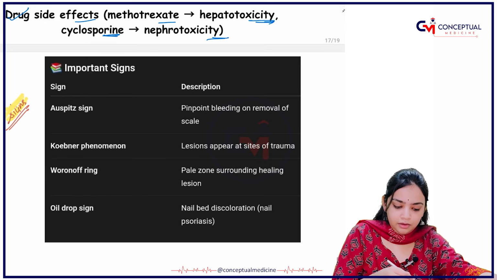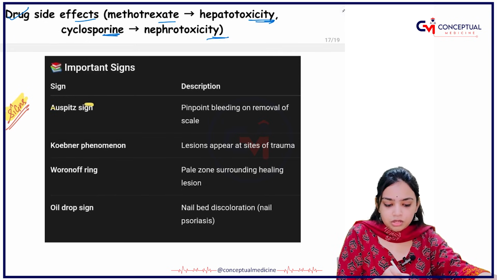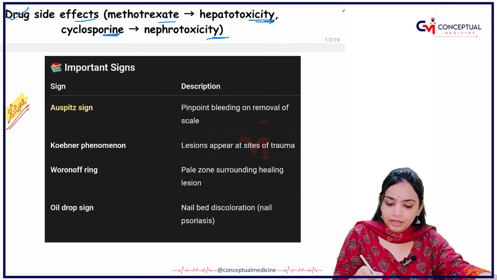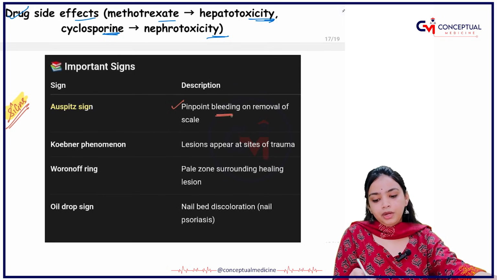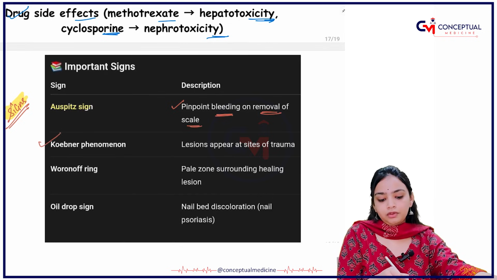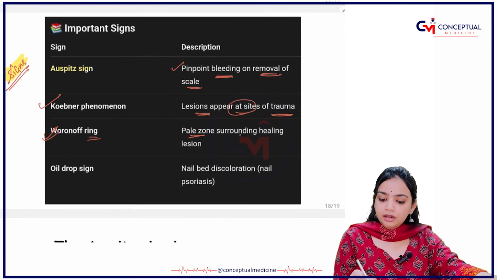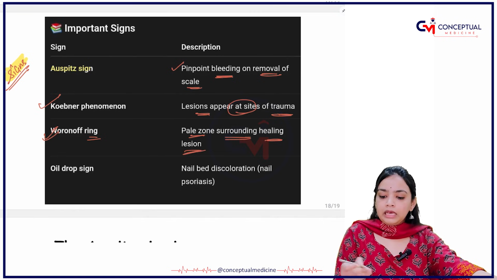What are the signs you have? The first sign that you have is the Auspitz sign. Right, in the Auspitz sign, what we have read is pinpoint bleeding on removal of the scale. Then you have the Koebner phenomenon for the lesions that appear at the site of trauma. Woronoff ring, it is the pale zone surrounding the healing lesion.